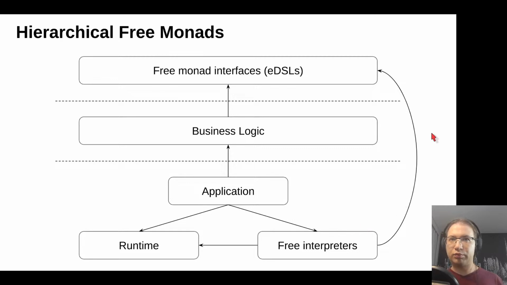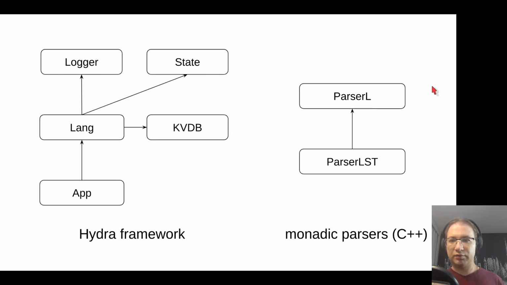I also proposed a so-called hierarchical free monads architecture. It's essentially the same, just interfaces, and they are not type classes. They are not any other kinds of functional interfaces, but they are free monadic interfaces, free monad EDSLs, possibly organized hierarchically, and the dependencies go the same way. This is an example of how this can be done.